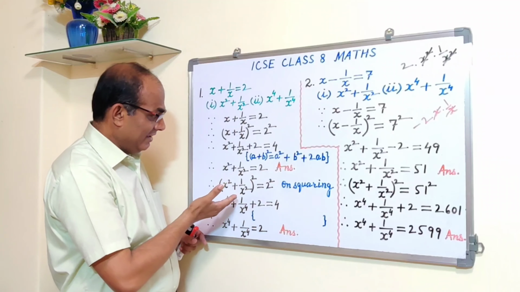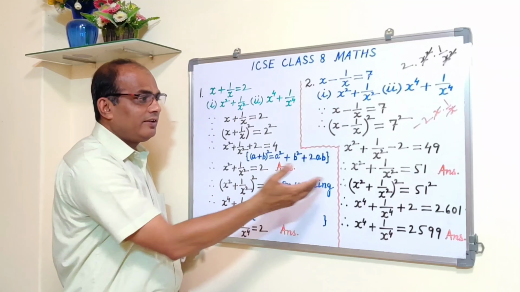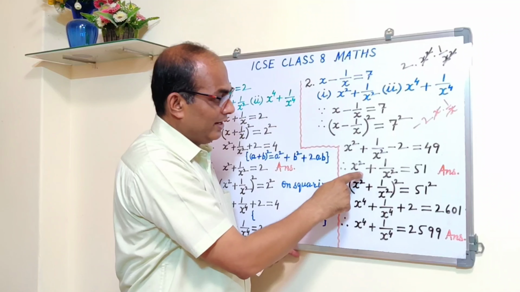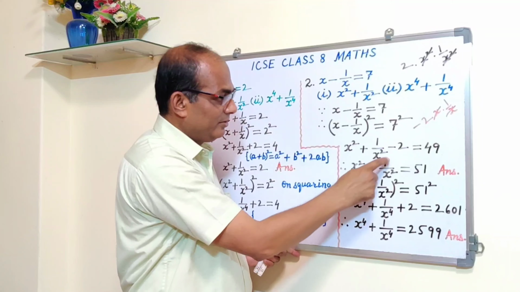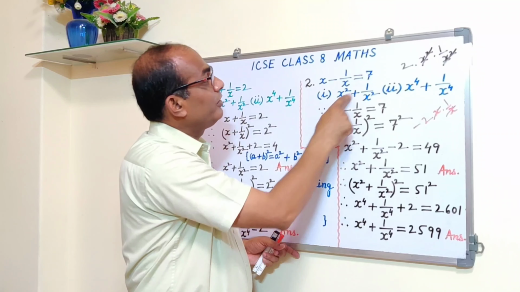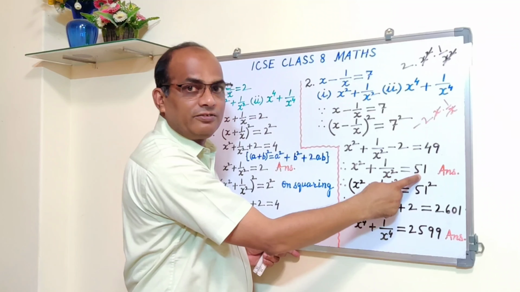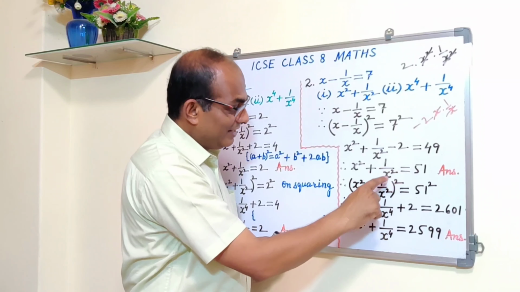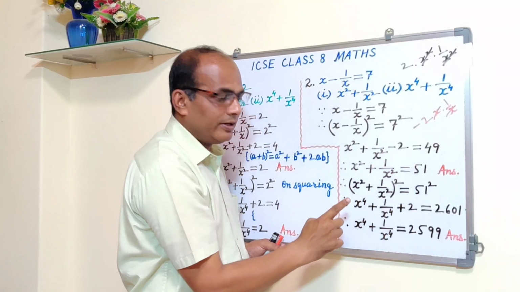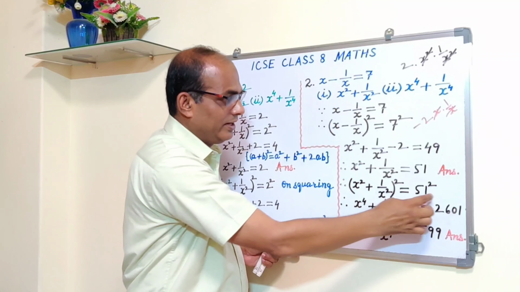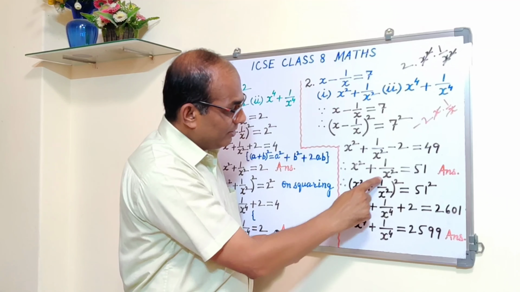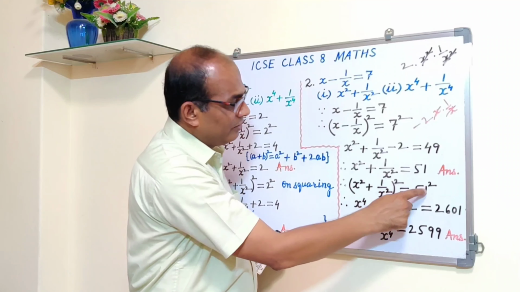Again, like in this case, again we squared both the sides. So here also we are going to square for the second result. We are going to square this result, x square plus 1 upon x square is equal to 51. One result we got: x square plus 1 upon x square is equal to 51. This is one result. For the second result, we are squaring this result only. We are squaring both the sides. You can write down here on squaring both the sides. So when we square, we write x square plus 1 upon x square whole square is equal to 51 square.